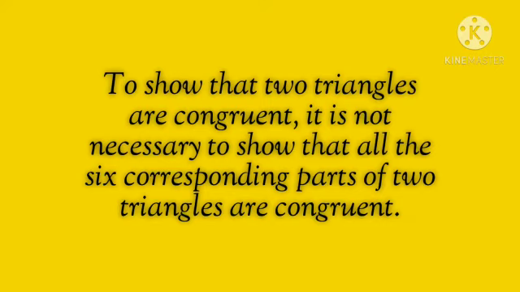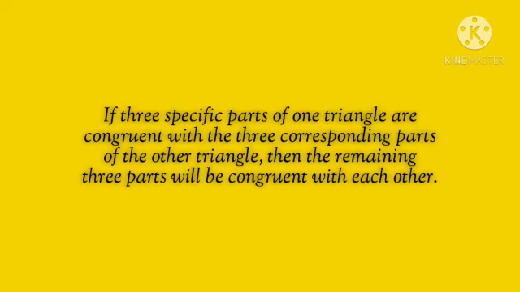Test of congruence of triangles. To show that two triangles are congruent, it is not necessary to show that all the 6 corresponding parts of two triangles are congruent. If 3 specific parts of one triangle are congruent with the 3 corresponding parts of the other triangle, then the remaining 3 parts will be congruent with each other.